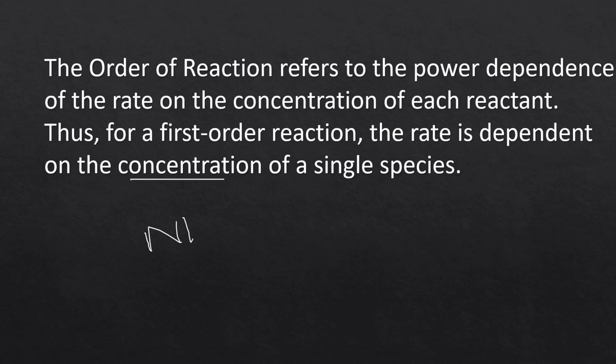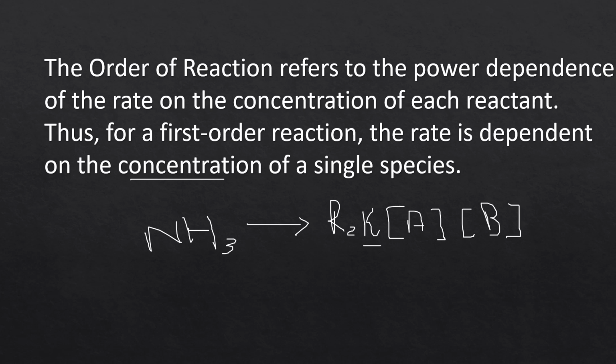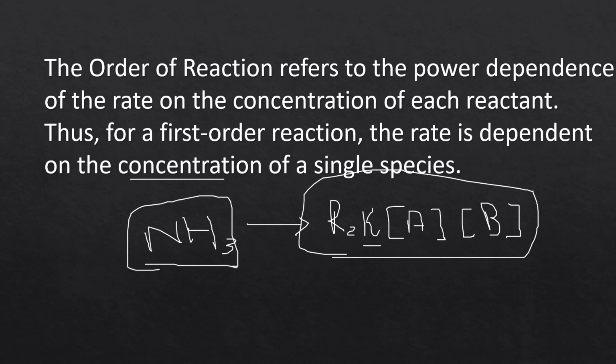Just suppose that we do have a species, NH3, ammonia. If we look at the concentration, it will be something like R is equal to K, the rate constant, times the concentration of A plus the concentration of B. Now, according to this standard formula, we will break this ammonia according to the stoichiometric coefficients.